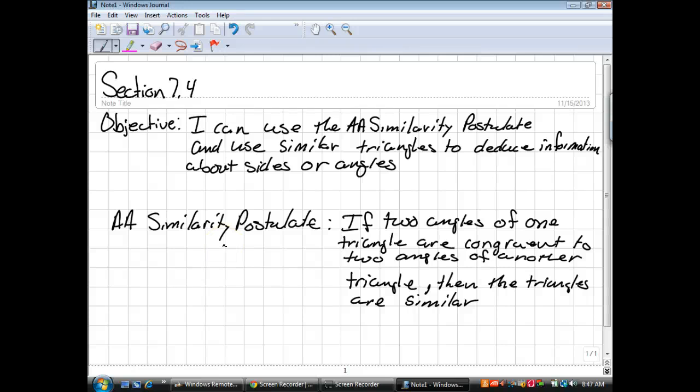Section 7.4. Our objective today is I can use the angle-angle similarity postulate and use similar triangles to deduce information about sides or angles.